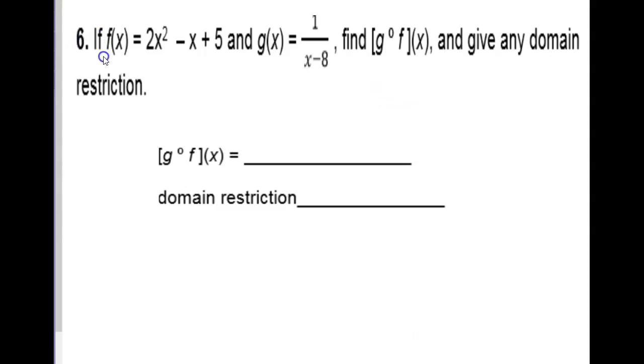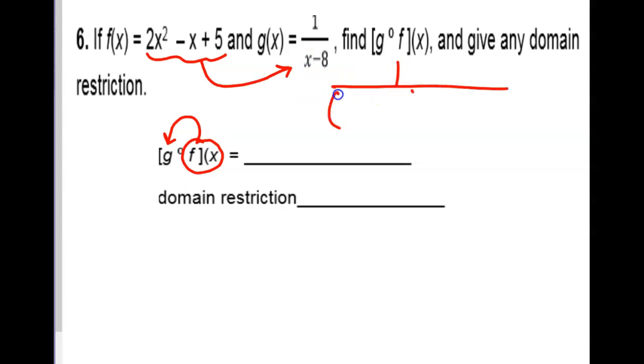Okay, number 6 says, this is 2 new functions, okay? It's not the same ones we were using. And it says to find this. What does that mean to do again? Put all of f into g. So all of this is going to go down here where there used to be the x. The x gets replaced. So it's 1 over some quantity minus 8. And that quantity is 2x squared minus x plus 5.